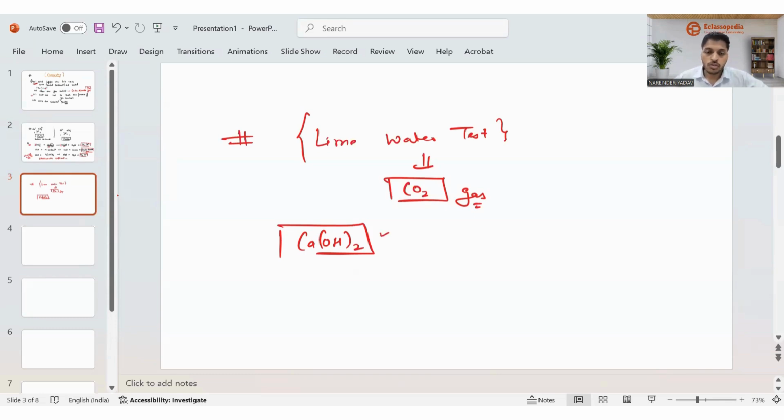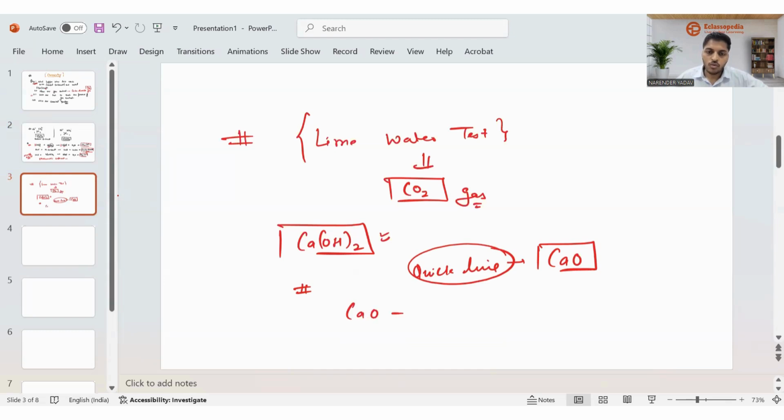This is formed because it is used to check the presence of CO2 gas. And how is it formed? It is formed by the reaction of quicklime. What is this quicklime? Quicklime is just a general and common name used for calcium oxide, that is CaO. The common name of calcium oxide is quicklime.